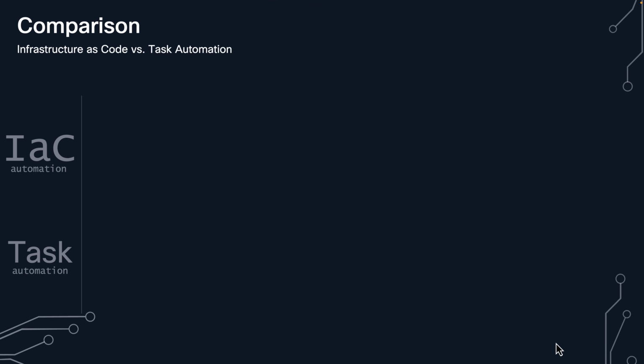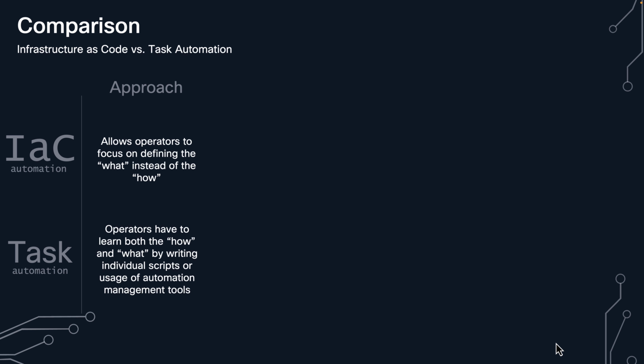Okay, let's compare infrastructure as code automation against task automation in some important areas. The first one to think about is how it is approached overall. Infrastructure as code allows operators to focus on what needs to be changed in the network instead of how it needs to be changed. That is very different from task automation, because with procedural tasks, the network operator also needs to build code logic to perform the action. This might involve taking an Ansible playbook and defining the logic of how it is going to execute to apply those changes.